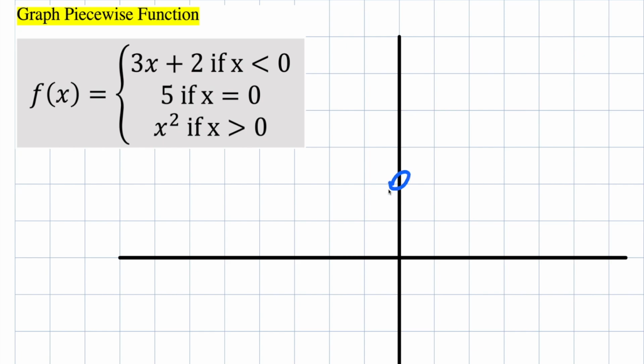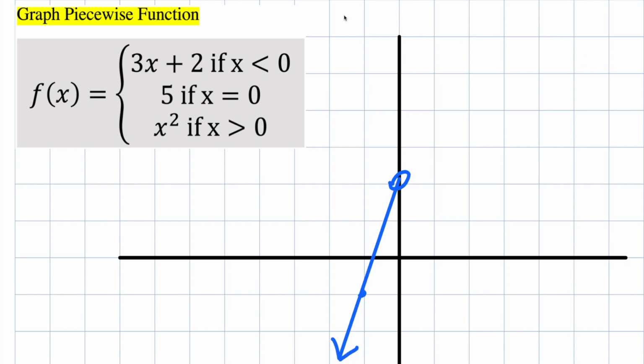Now we just need 2 points to make a line, so let's try if x is less than 0. So let's try -1. So 3 times -1 is -3, plus 2. -3 plus 2 is going to give us -1. So we'll put a dot right here. And now we just need to connect the dots, and we can draw an arrow.